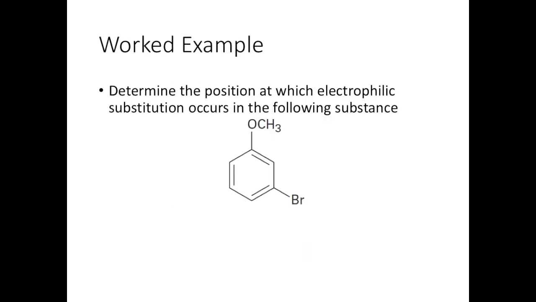So here's an example. We have a di-substituted benzene ring, and you need to figure out at which position electrophilic substitution will occur. So if we're going to add an electrophile to this, where would it go? Here, here, here, or here? Or at a combination of those spots. So pause the video and see if you can figure this out on your own, and then resume the video for the answer.